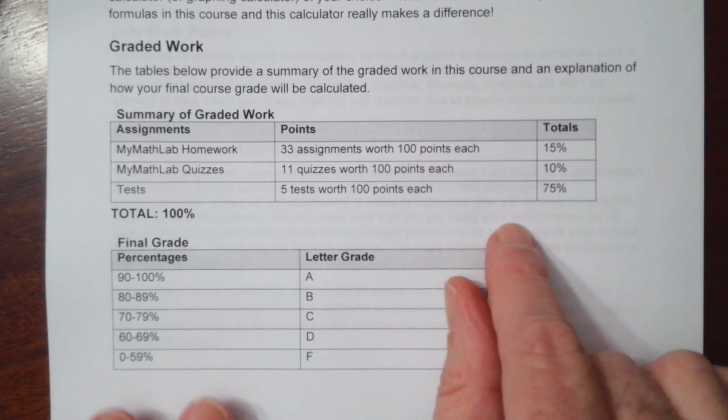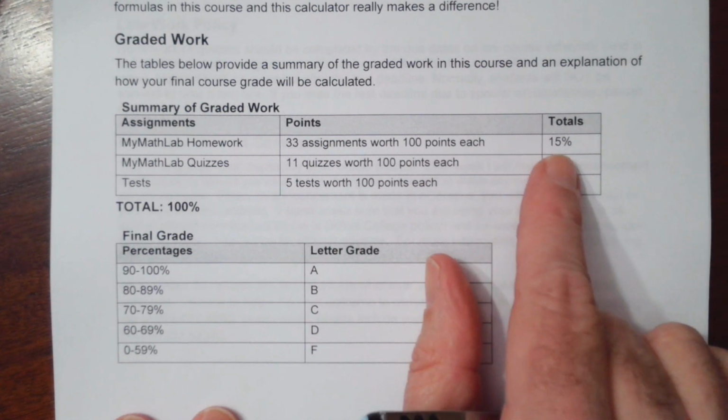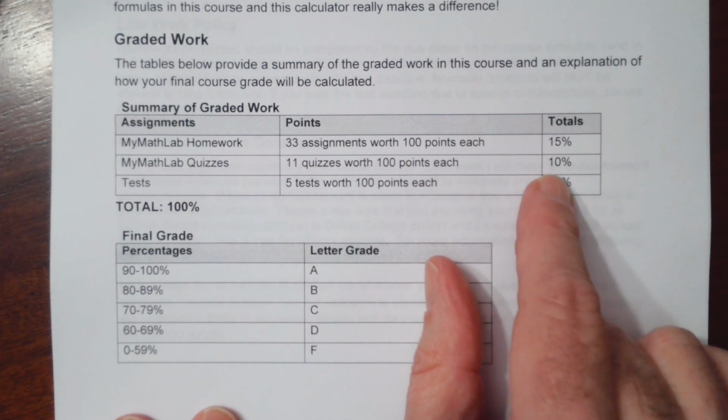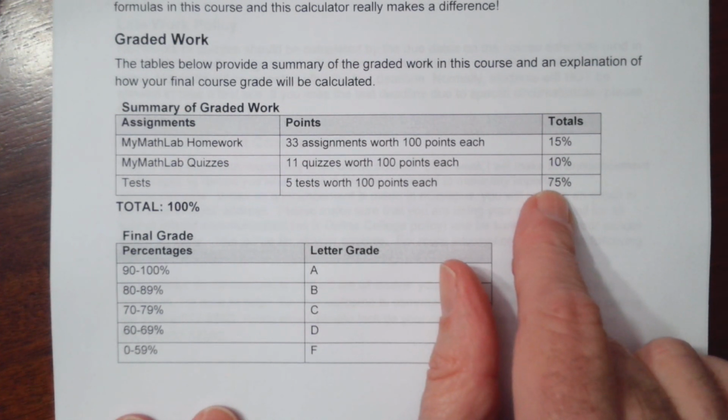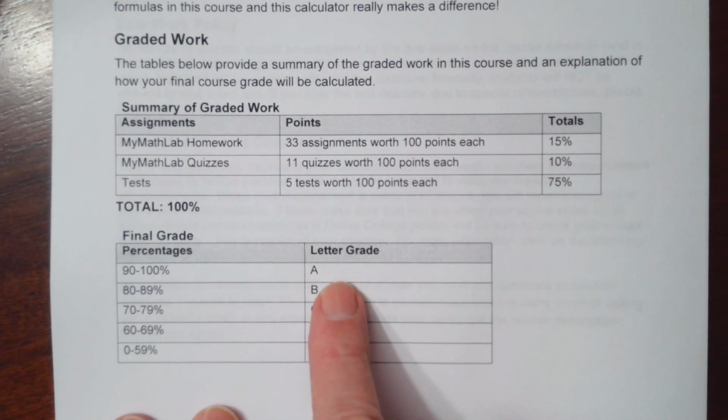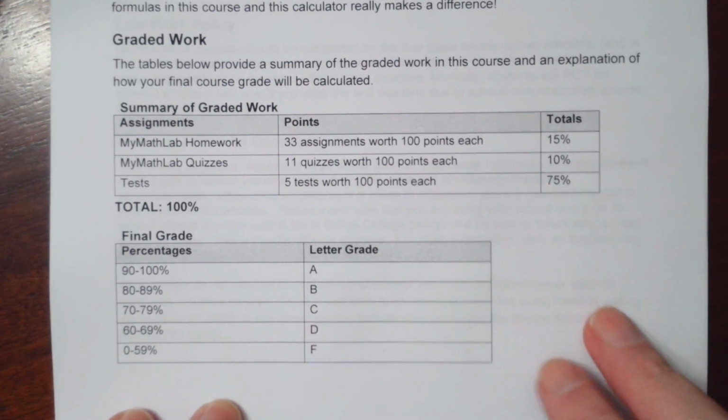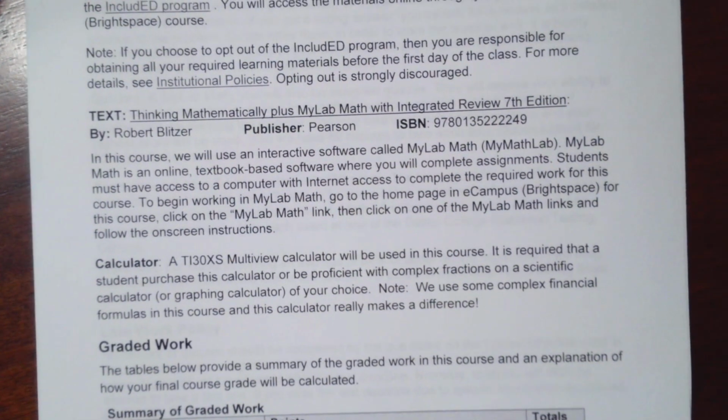So graded work, notice 15% is homework, 10% is quizzes, and your 5 tests are 75% of the course, which is basically 15% per test. The grading scheme is the standard, 90 to 100 is an A, and so on. Let's move on to the next page.